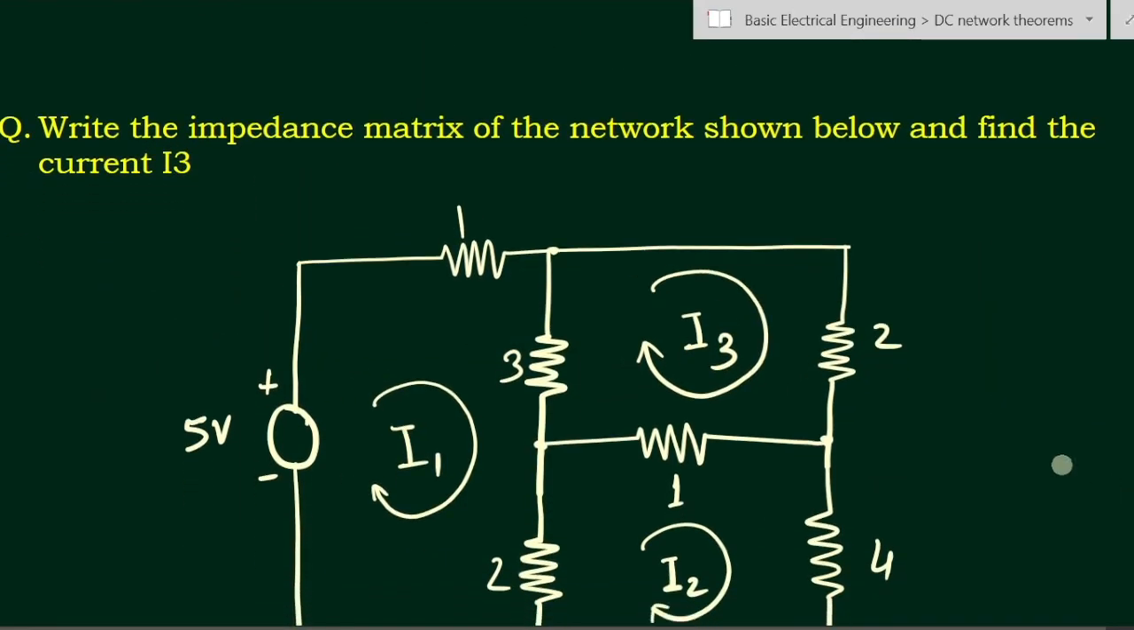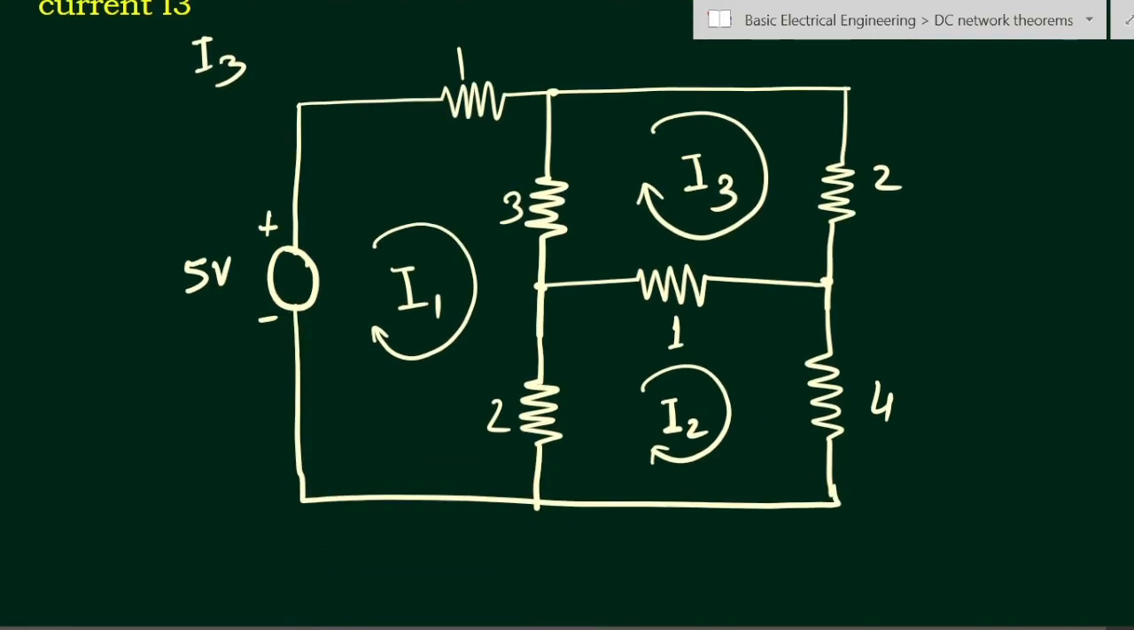Now let us see a problem. Write the impedance matrix of the network shown below and find the current I3. I3 means the I suffix 3, the current in loop 3. This one is the first loop, this one is the second loop, and this is the third loop. These are the resistance values in ohms: 1 ohm, 3 ohm, 2 ohm, 1 ohm, 4 ohm and 2 ohm.